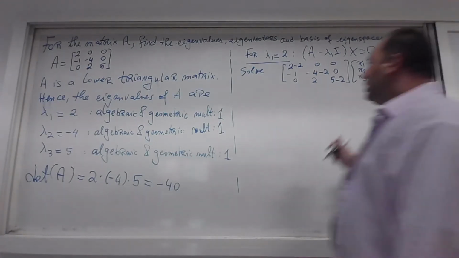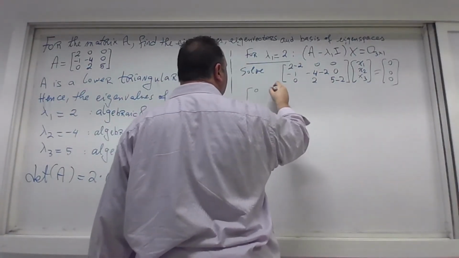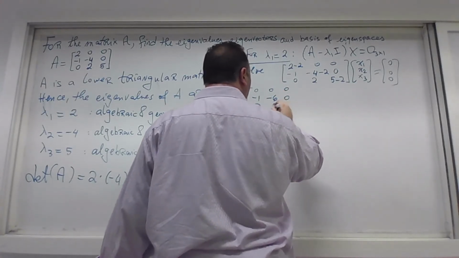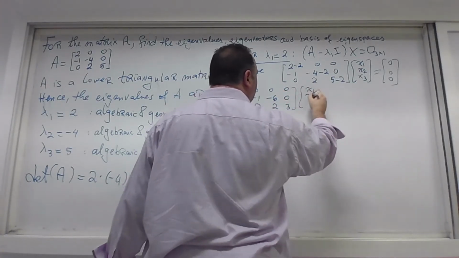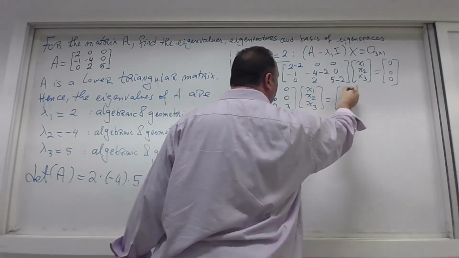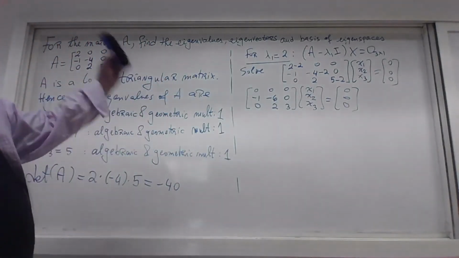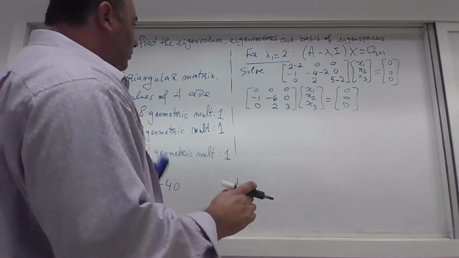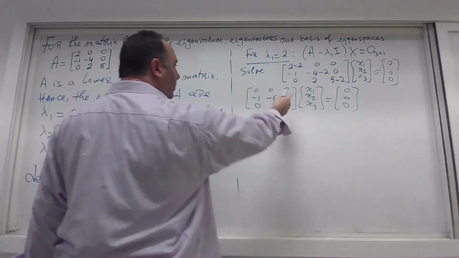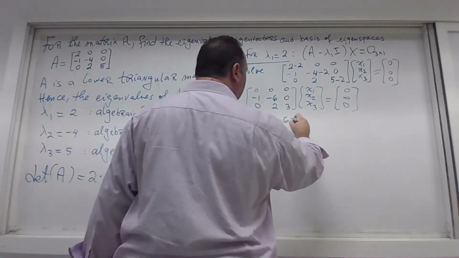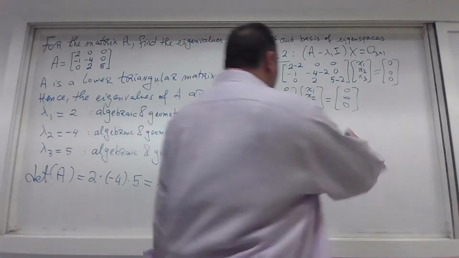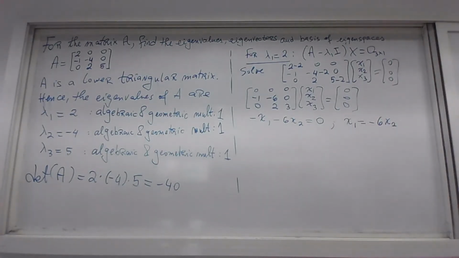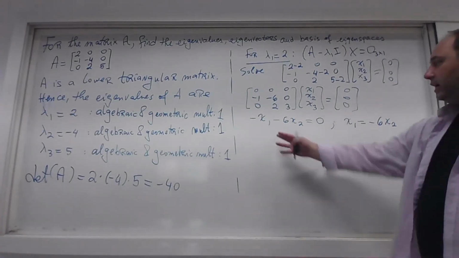So again, the determinant of this matrix will be 0. So what I have is 0, 0, 0. So I have a row of 0, so obviously the determinant will be 0. So this is minus 6, 2, and this is 3. So you could use Gauss-Jordan if you wish, or just fight your way through it. It's fine. Whichever one you like, it's up to you. You can use a mix of those. I'm just going to fight through this because the second equation tells me that x1 is equal to negative 6 x2. Okay, so that's what I get from this.